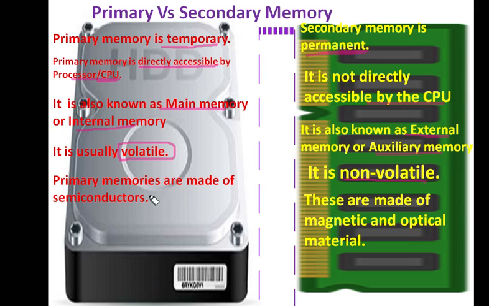Primary memories are made up of semiconductors, but secondary memory is made up of magnetic and optical material. These are all the differences between primary and secondary memory. I hope you are understanding these concepts. Okay, if you have any doubts regarding these, just message me or give me a call.